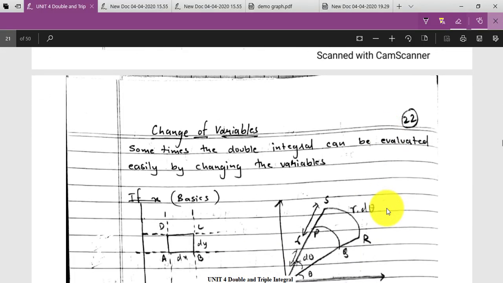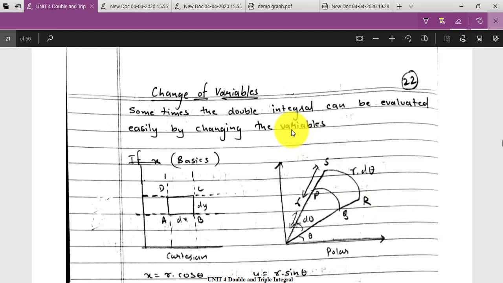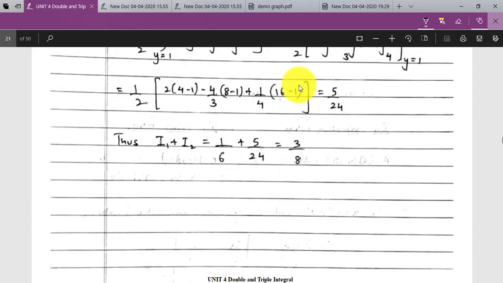Okay, hello everyone. Welcome to lecture 3. Today we shall solve problems on change of variables, right? So let me have a glance. This is change of variables.